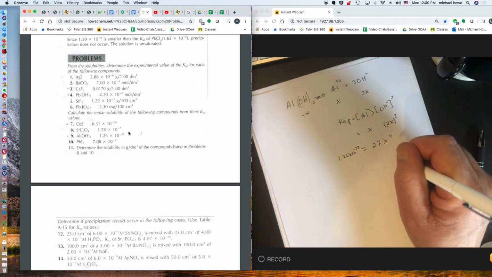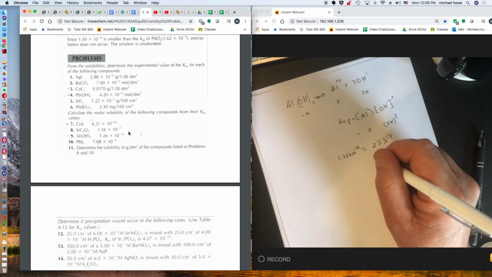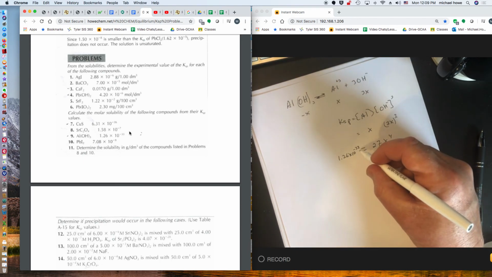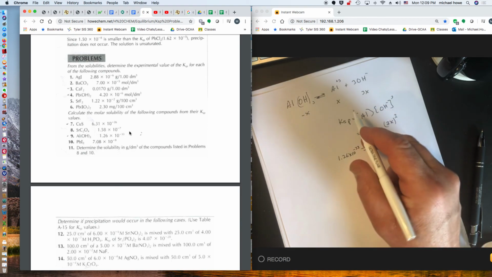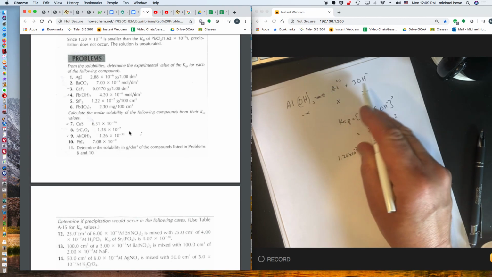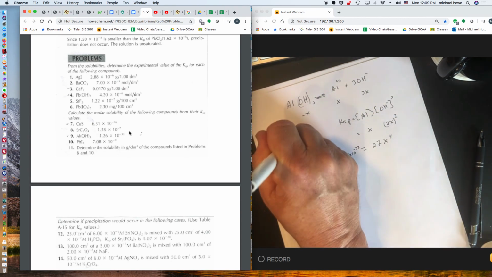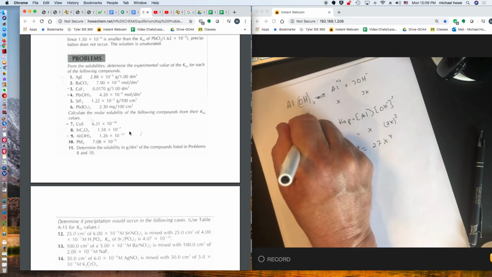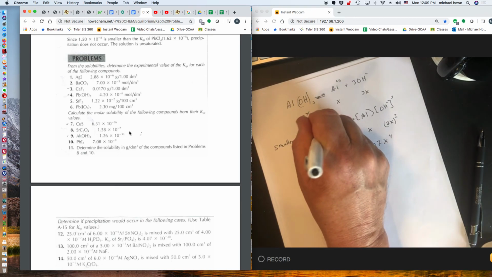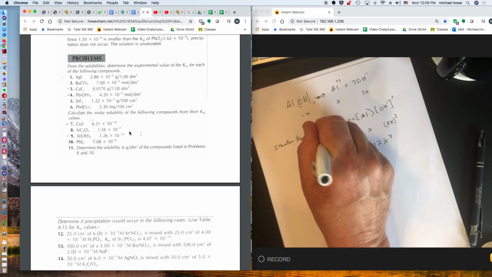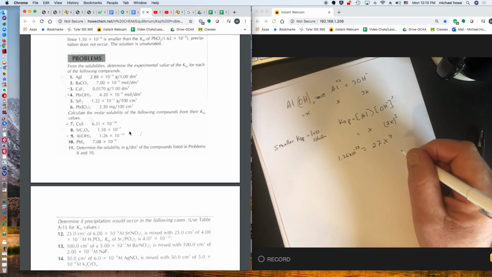Now, you need to realize that the smaller the solubility product, the smaller this constant, the less product there is, which means it's less soluble, because product is the stuff that is dissolved. So the smaller the constant, let me write that down, smaller constant, smaller KSP, equals less soluble. So the smaller the number, the less product.